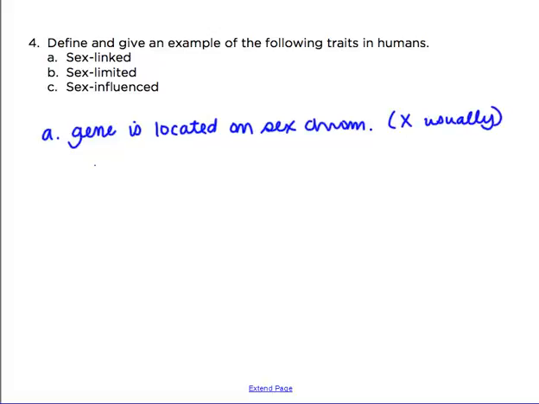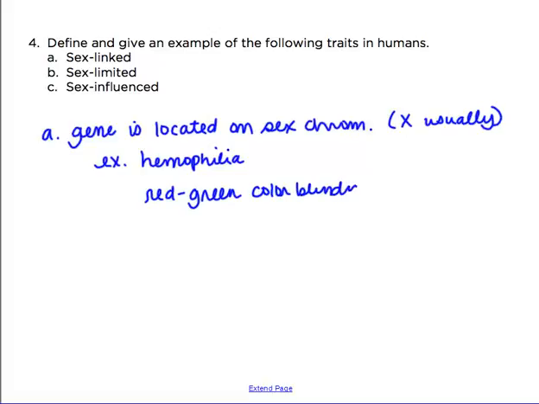And some examples of this, one is hemophilia, and another is red-green color blindness. And I'm sure there's many more examples for all parts of this, so if you have something else, you could just double check on the internet if it's sex-linked, limited, or influenced.